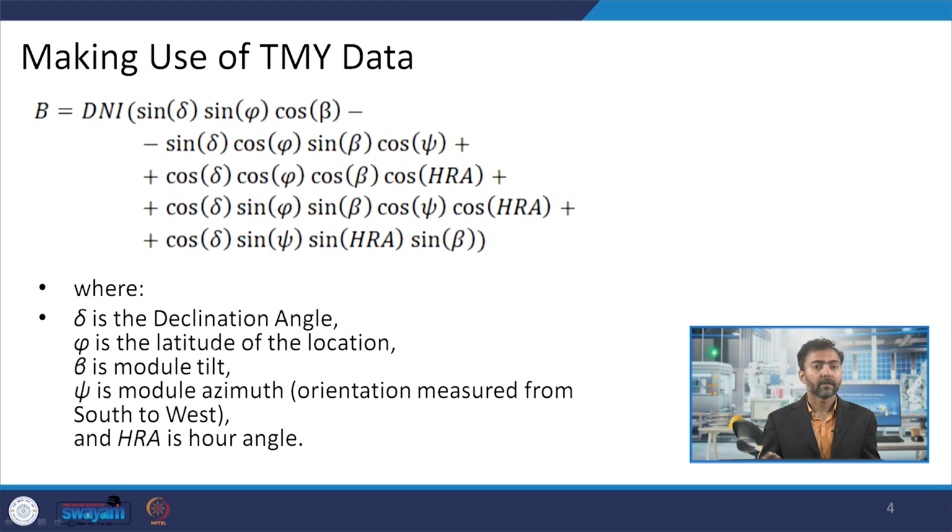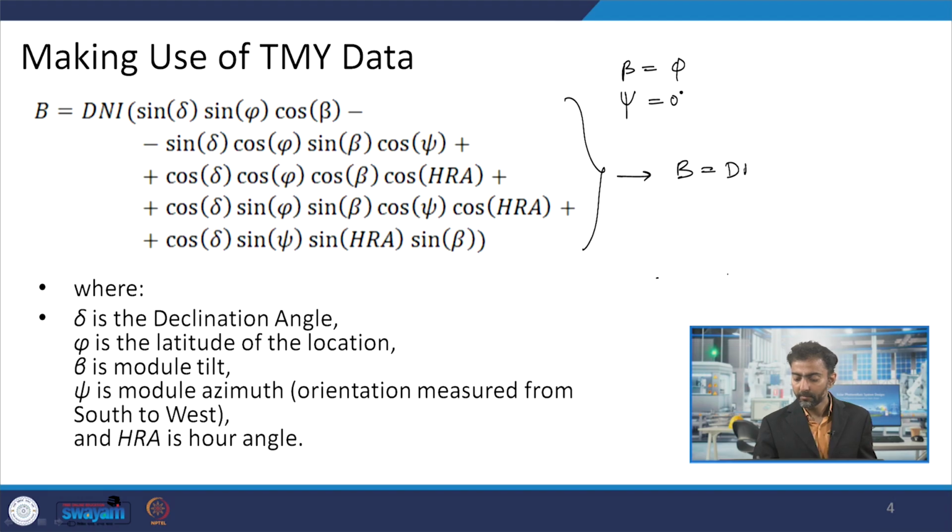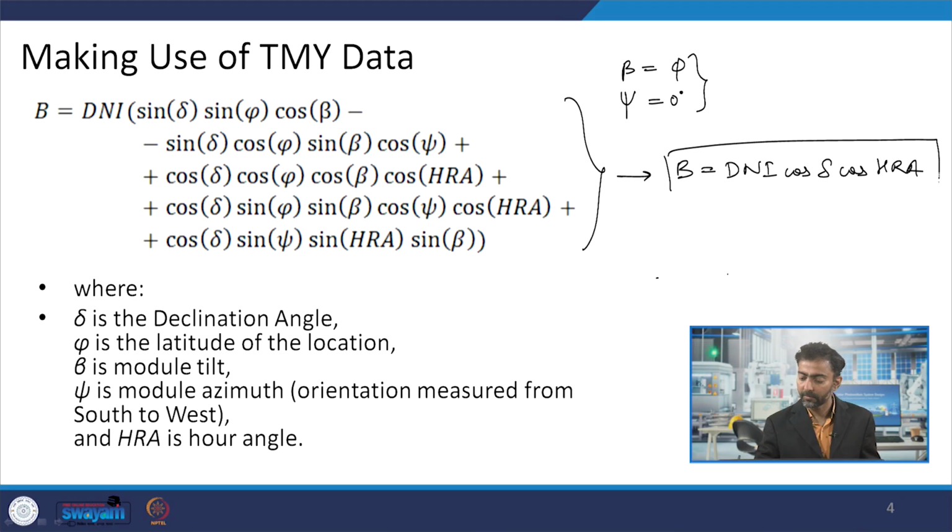However, the interesting thing, as we solved in the previous classes, is that if you take the standard or ideal assumptions in the northern hemisphere, where your optimal tilt angle beta equal to phi and your panel is oriented due south, the optimal orientation which is 0 degree, then this complicated equation gets simplified to this simple equation, B equal to DNI cos delta cos HRA. We will be using this simplified equation in our problem here, because we have these ideal assumptions in the given problem.